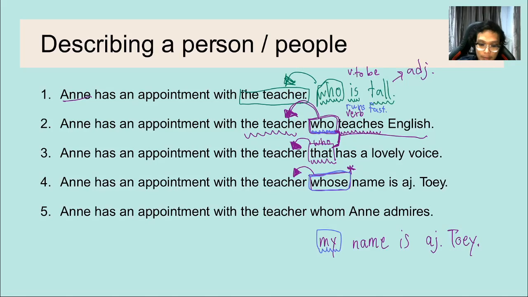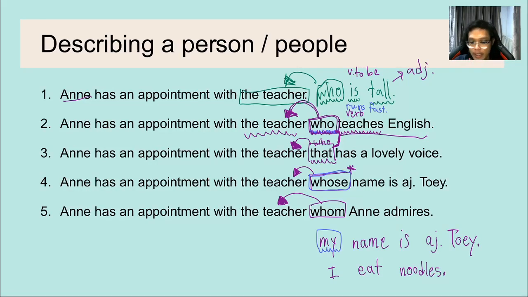Okay, so here we have another word, whom. Whom basically describes a person but as an object, not a subject, right? So what does it mean by the words subject and object? For example, I eat noodles.